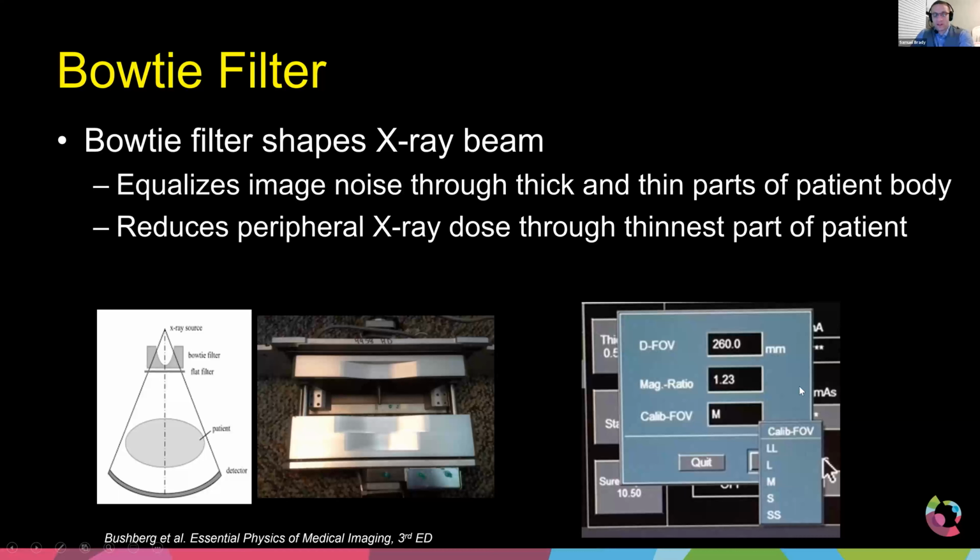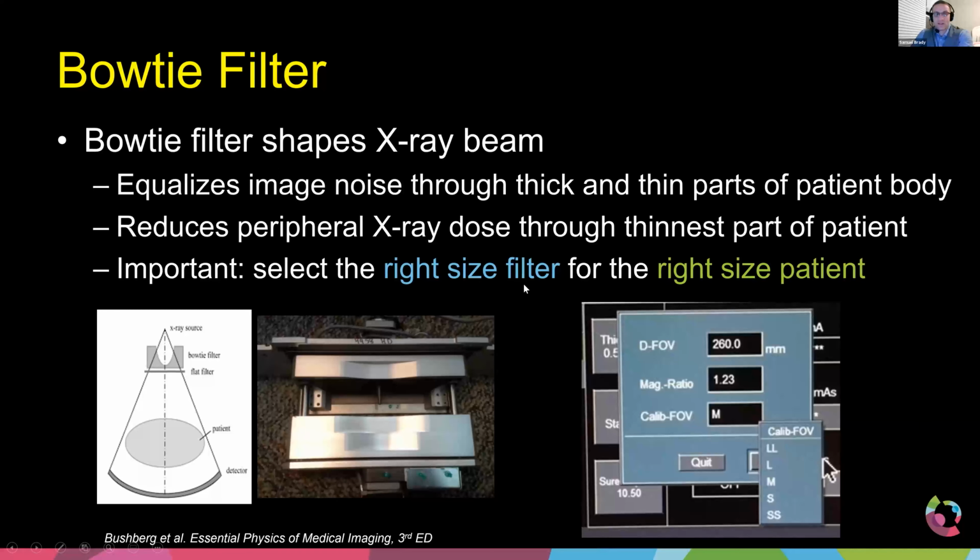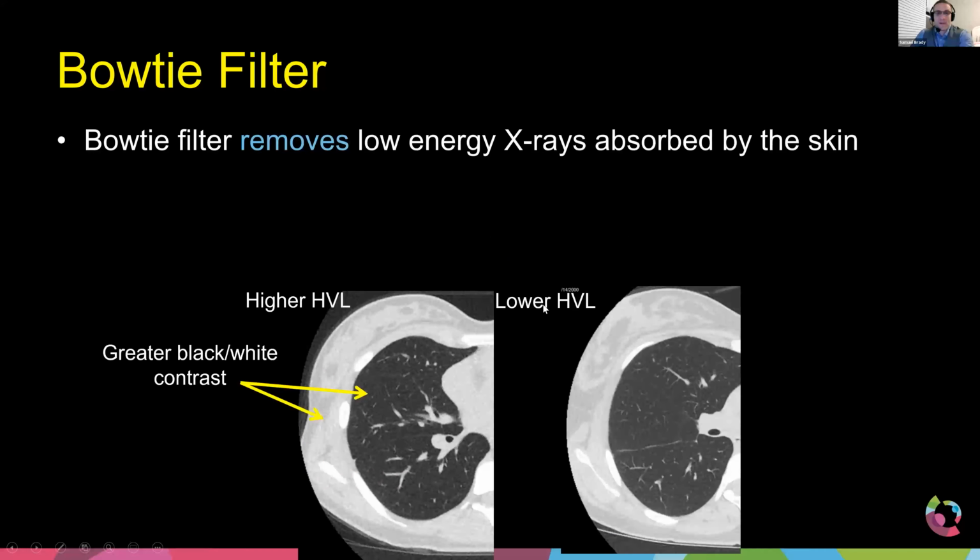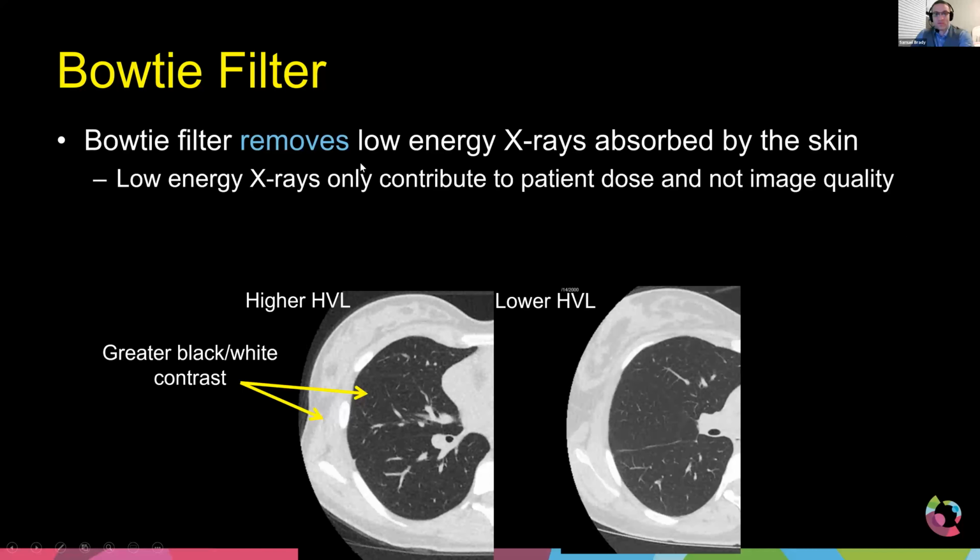And so the technologist will have the opportunity to change this if they need to, because of the size of the patient, and that will help optimize the overall image quality by getting the right size filter for the right size patient. Now, the filter does more than just simply equalize the photons coming out. It also removes low energy radiation. Low energy radiation does nothing to contribute to image quality.